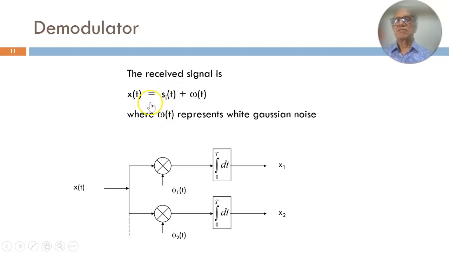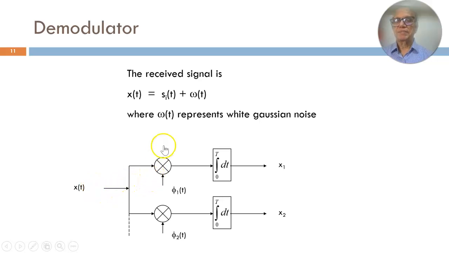Okay. What about the detection at the receiving end? So let's say the received signal is x(t) equal to Si(t). This is what you would have received if there was no noise. So if Si(t) was transmitted, you will receive Si(t) if there is no noise. But since there is some noise, which W(t) represents, white Gaussian noise, the received signal is not strictly the same as Si(t), but W(t) gets added to that. So we call that x(t).